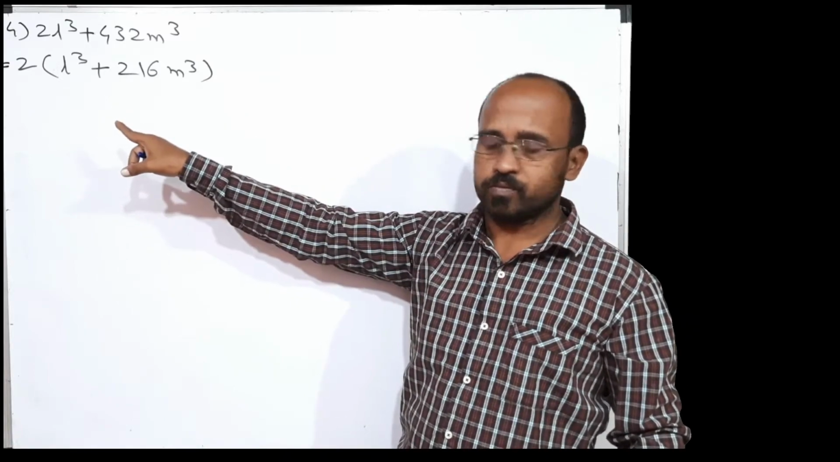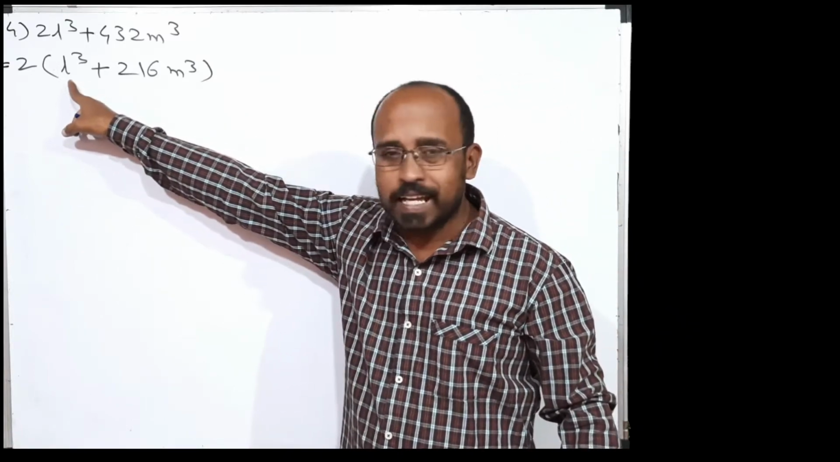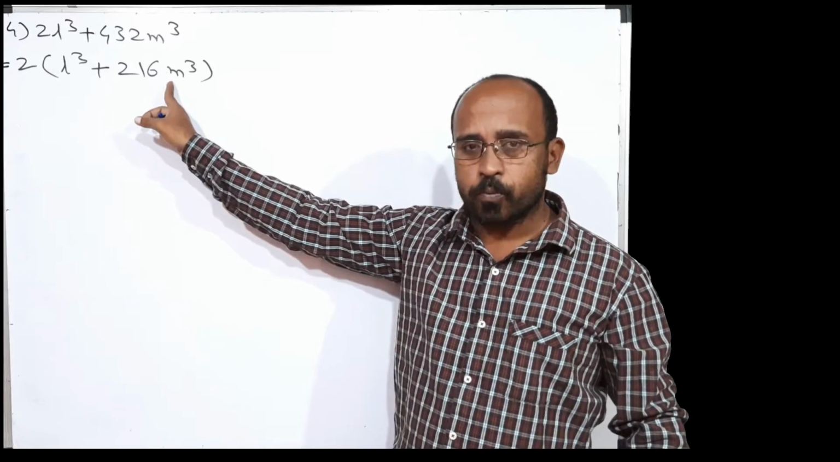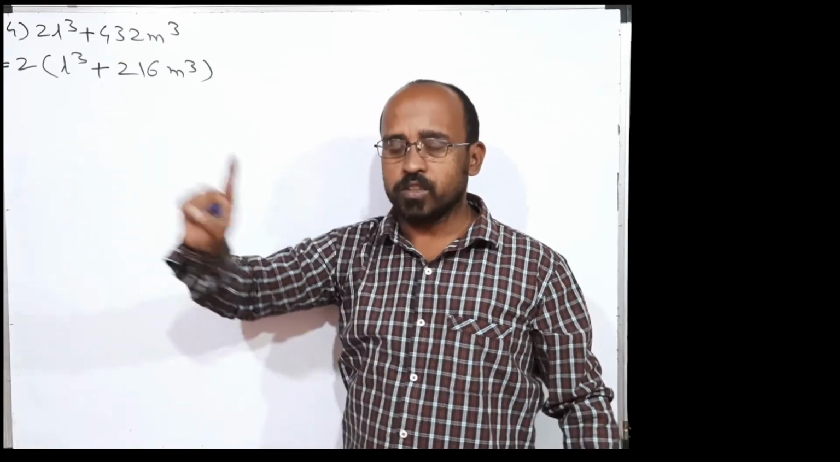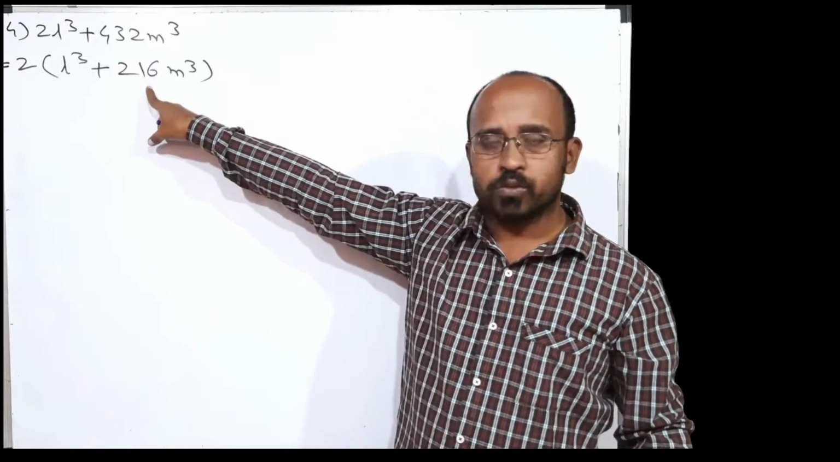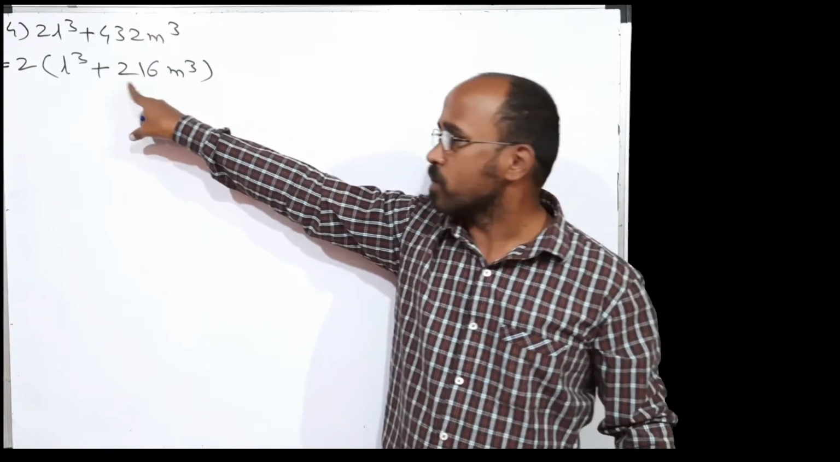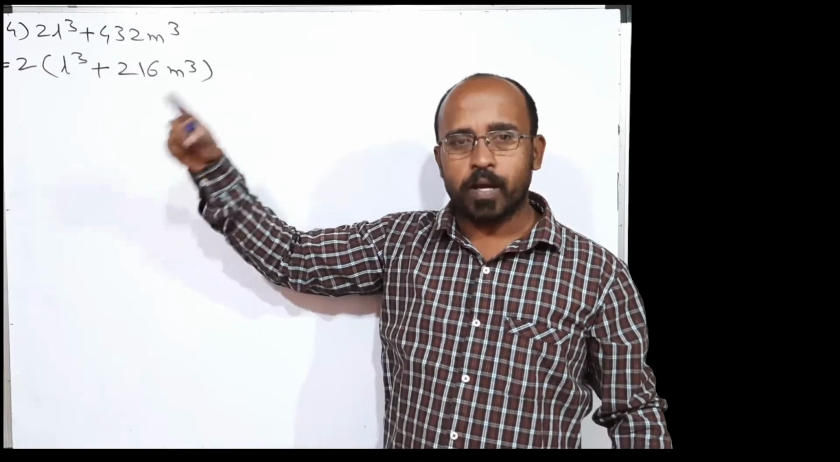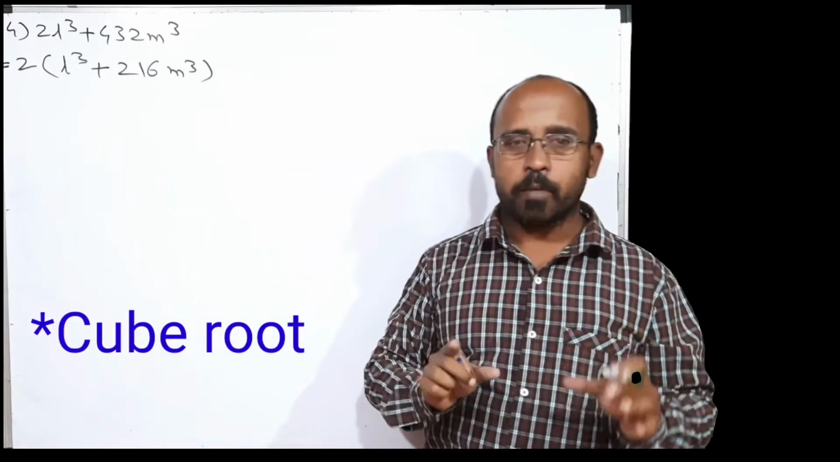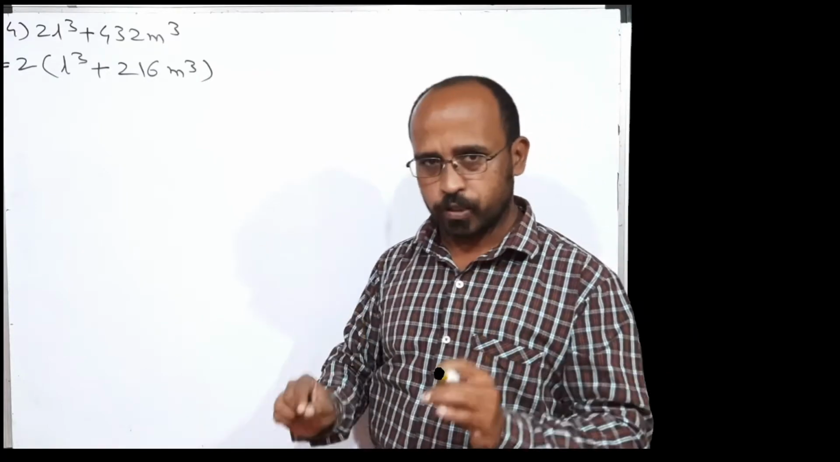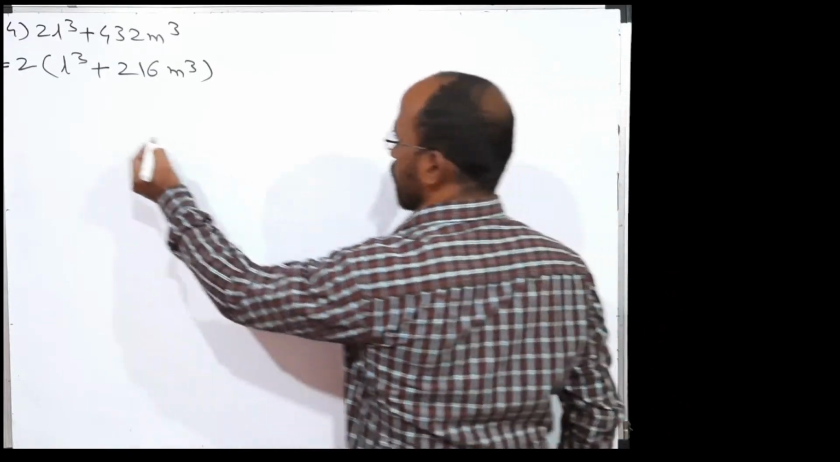Now students, are this l cube and 216 m cube perfect cube numbers? Answer is yes. Here coefficient is 1 which is cube of 1. Here coefficient is 216 which is cube of 6. l cube and m cube are cubes of l and m. So we can find out cube root of these two. Means here we can perfectly use the formula of a cube plus b cube. So let's write the formula.